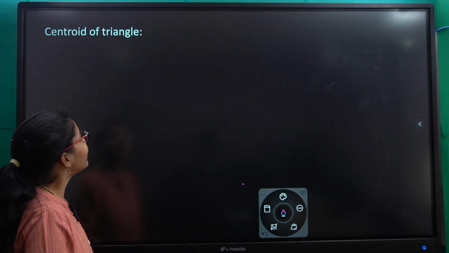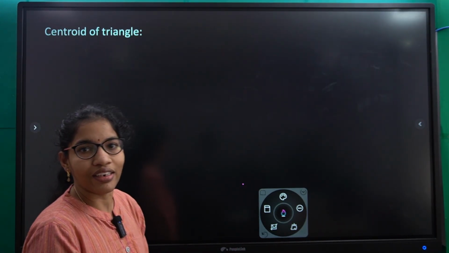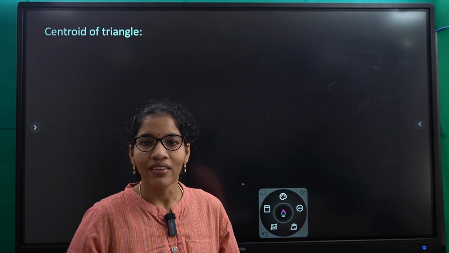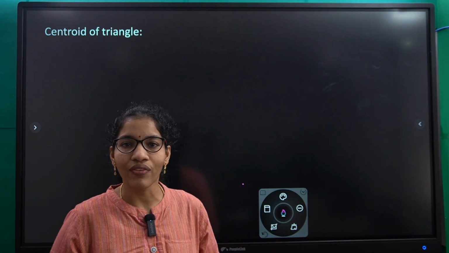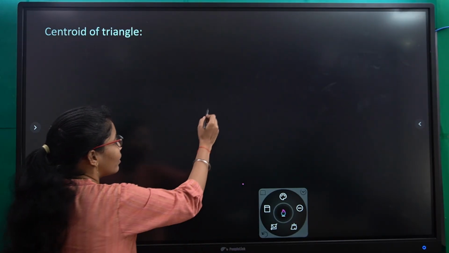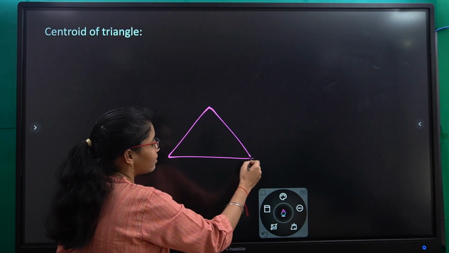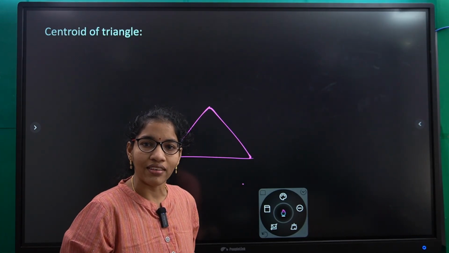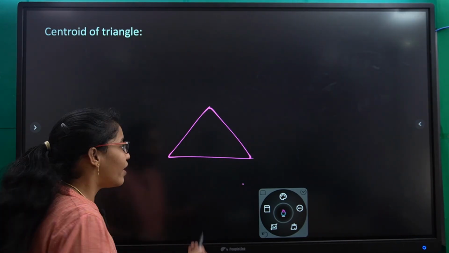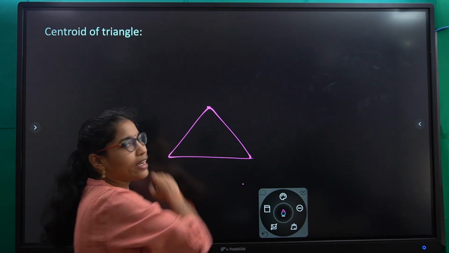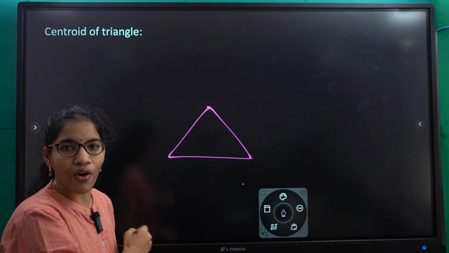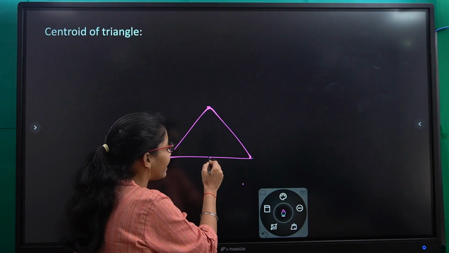Now we will see about the centroid of the triangle. So what is meant by the centroid? The centroid is nothing but the point of concurrence of the medians, right? So if any triangle is there like this, the point of concurrence of the medians. What is meant by median? A median is nothing but the line joined from a vertex to the midpoint of the opposite side, the base, right?